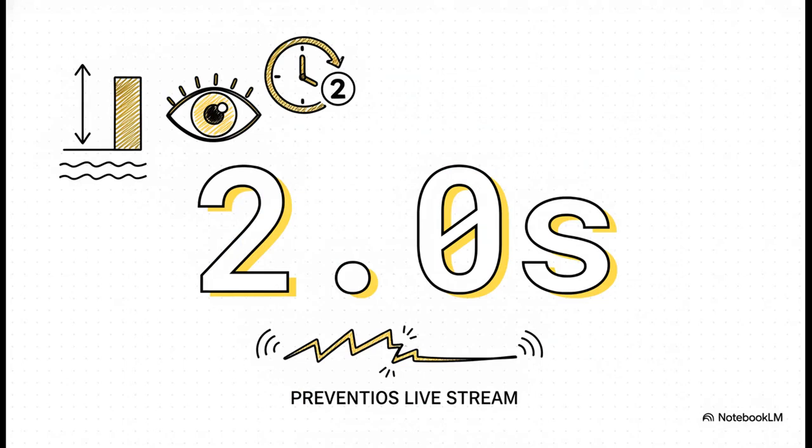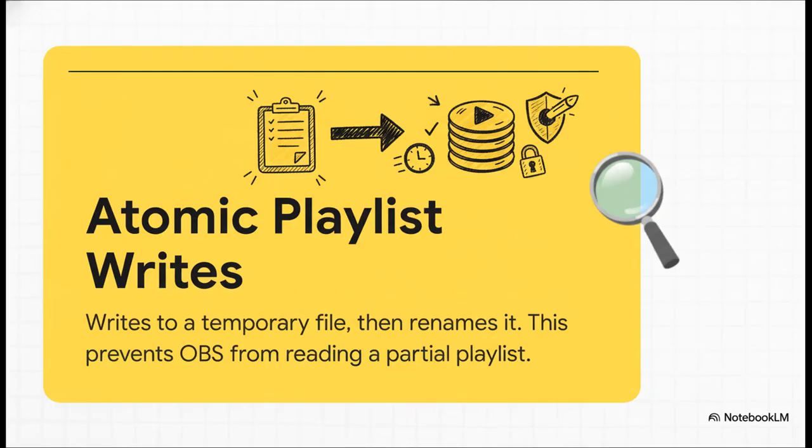And how does it know a file is actually done being written? This part is so simple, it's genius. It just watches the file's size. If that file size hasn't changed for 2 full seconds, it's a pretty safe bet that ComfyUI is finished with it and has moved on. This tiny 2-second pause prevents the #1 cause of stream crashes. It's that simple.